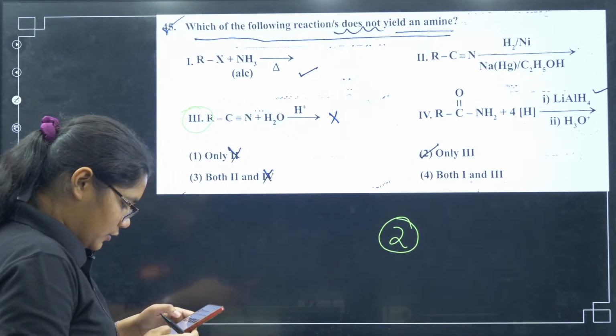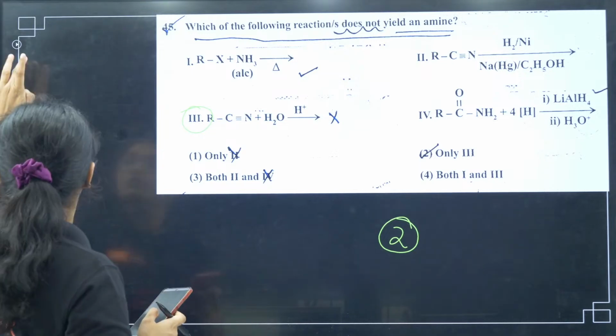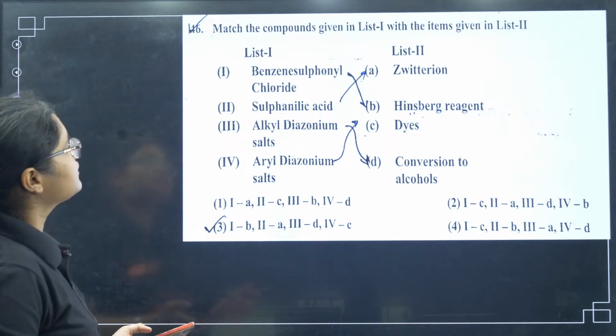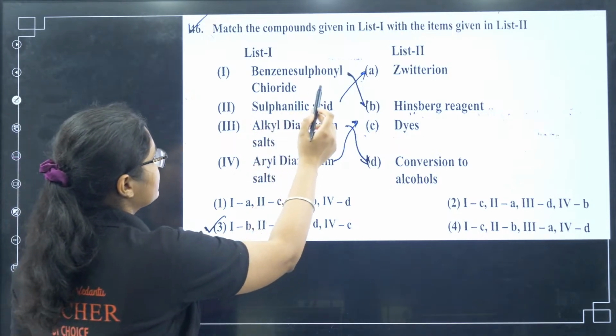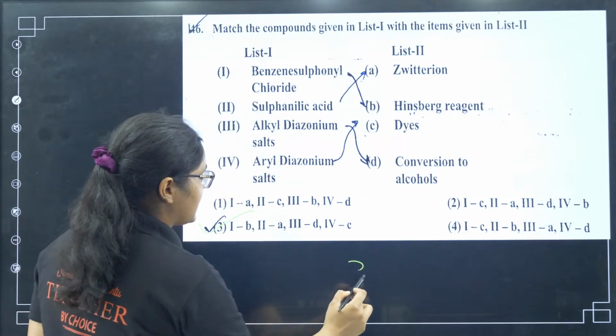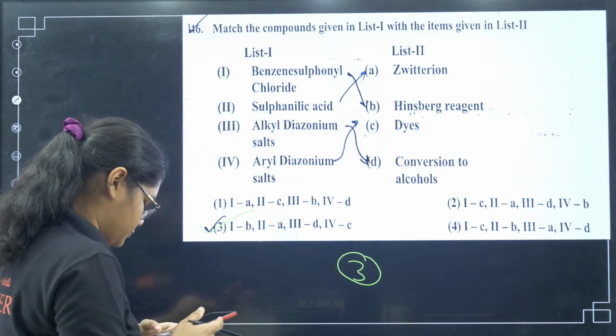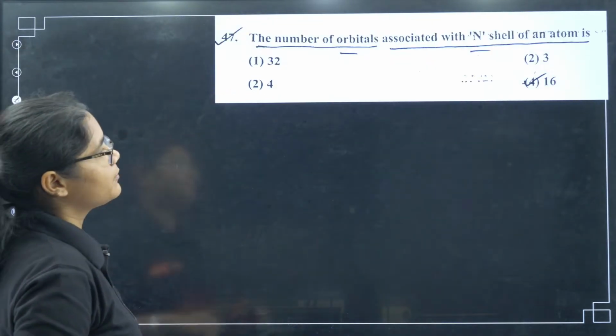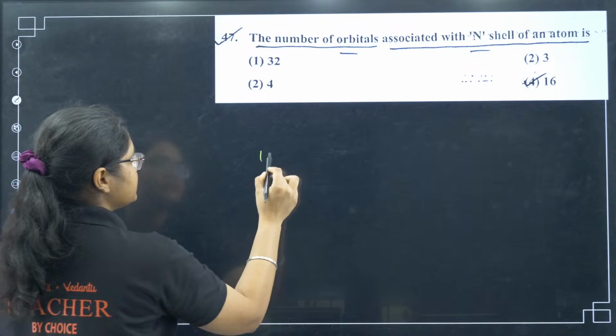Okay, next moving to question number 46. Match the following. Benzene sulfonyl chloride is Hinsberg reagent, so 1 has to be, there is only one option for that, so that is why the correct answer is option number 3. Next, the number of orbitals associated with n equal to 4 shell, means it is 4, right?